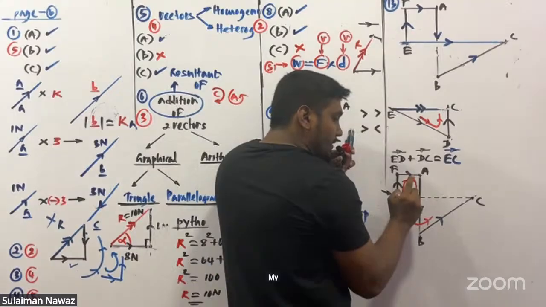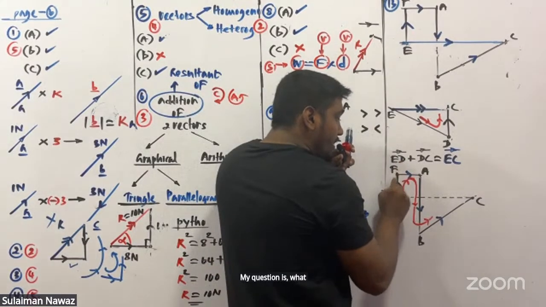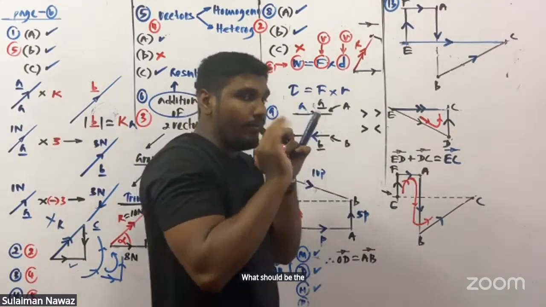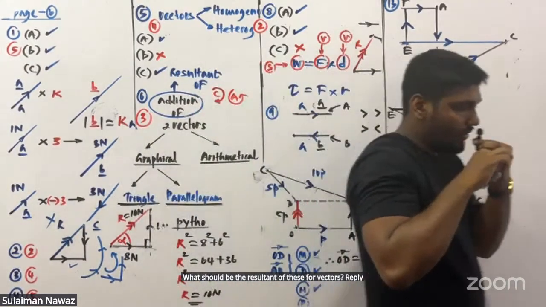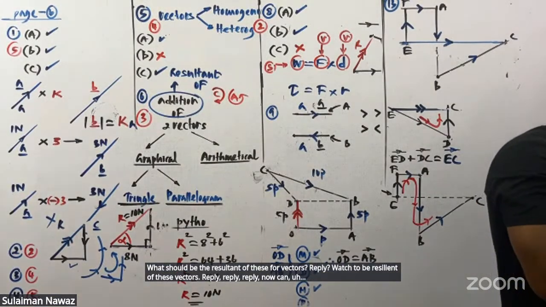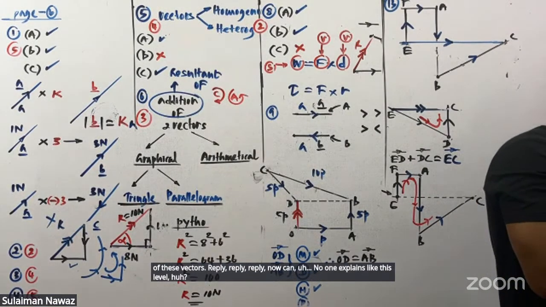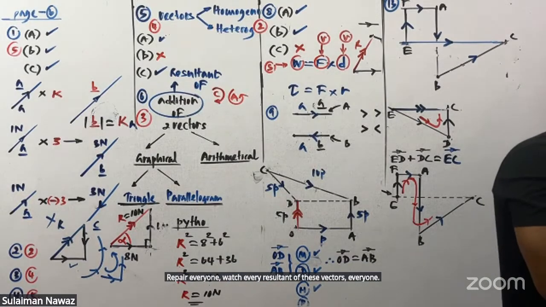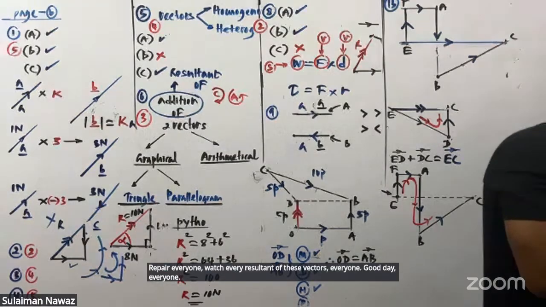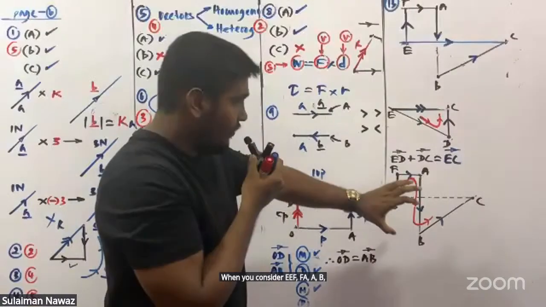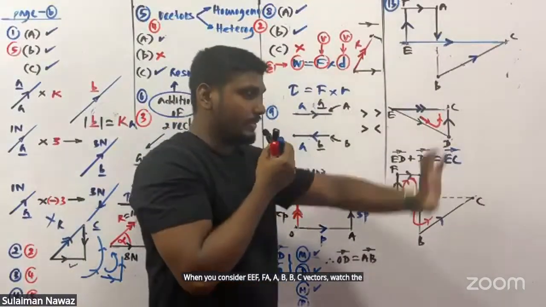My question is, what is the resultant of these four vectors? Reply. What should be the resultant of these four vectors? Reply everyone. No one explains like this level, huh? When you consider EF, FA, AB, BC vectors, what should be the resultant of these four vectors? Reply.